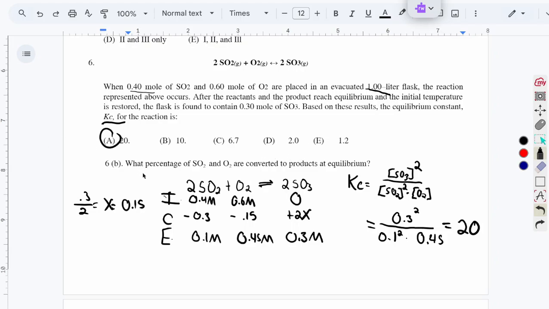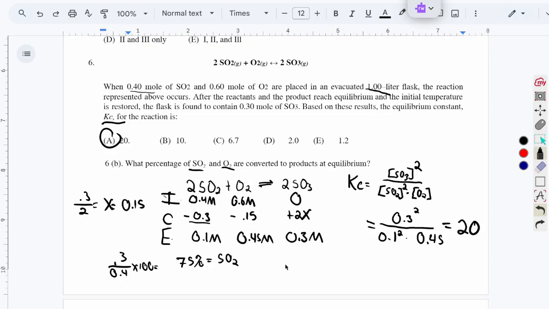The next question says, part B, what percentage of SO2 and O2 are converted to products at equilibrium? Well, here 0.3 of SO2, 0.3 is converted out of 0.4. So 0.3 out of 0.4 times 100 is going to give me 75%. That is for SO2.